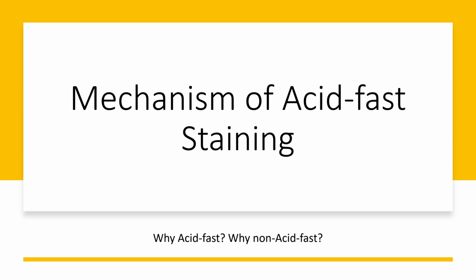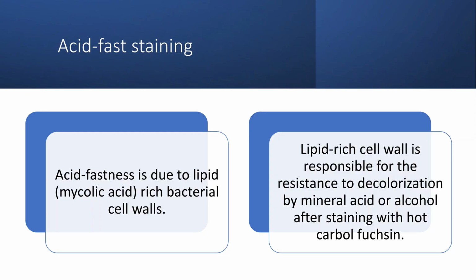So our topic is mechanism of acid-fast staining. We are going to talk about why some bacteria are acid-fast, why some bacteria are non-acid-fast. So acid-fastness is due to the lipid-rich mycobacterial cell wall. The lipid is mycolic acid, which is found in the mycobacterial cell wall.